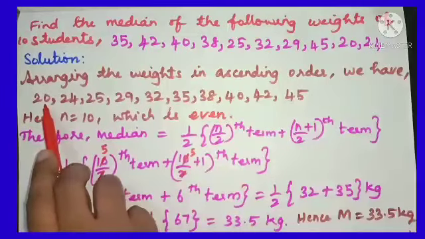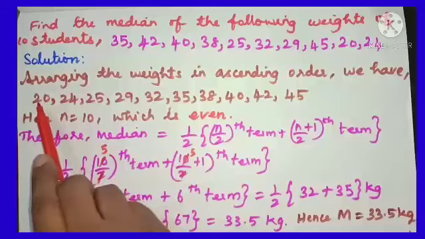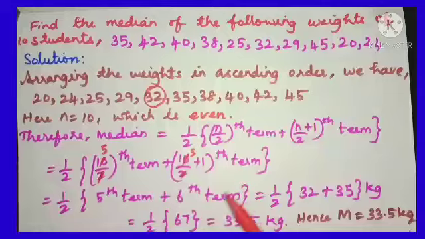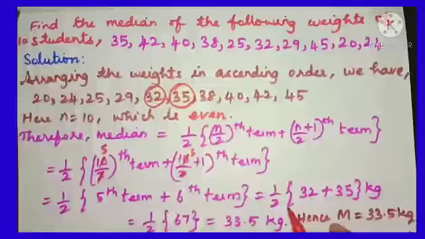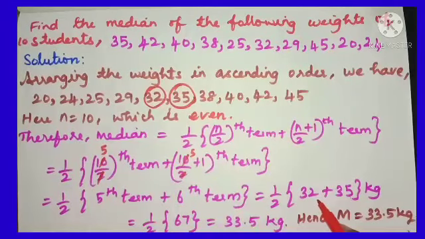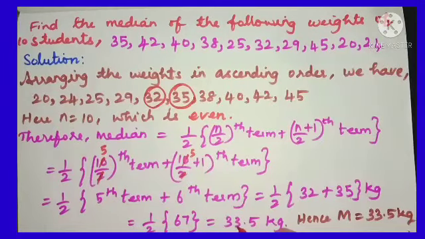So in the arranged numbers, which is the 5th term? 1, 2, 3, 4, 5: it is 32. And which is the 6th term? It is 35. So right here, 1 by 2 of 32 plus 35 kg. When you add 32 and 35, we get 67. Here we are using BODMAS, that is, the calculation within the bracket is done first. So 1 by 2 of 67. When you divide 67 by 2, you get 33.5 kg. Hence, the median is 33.5 kg.